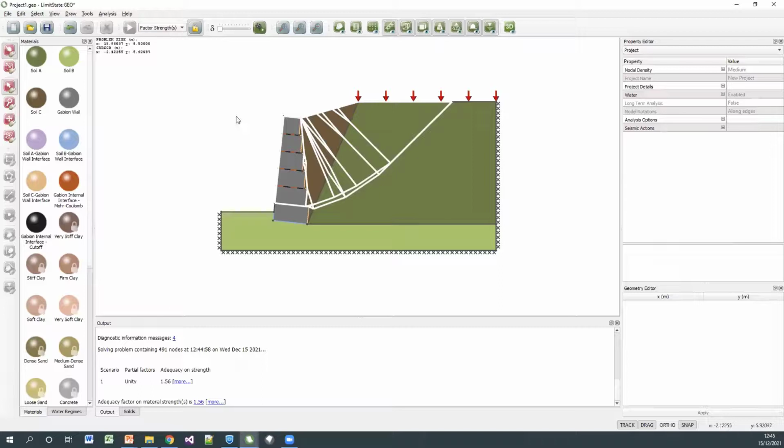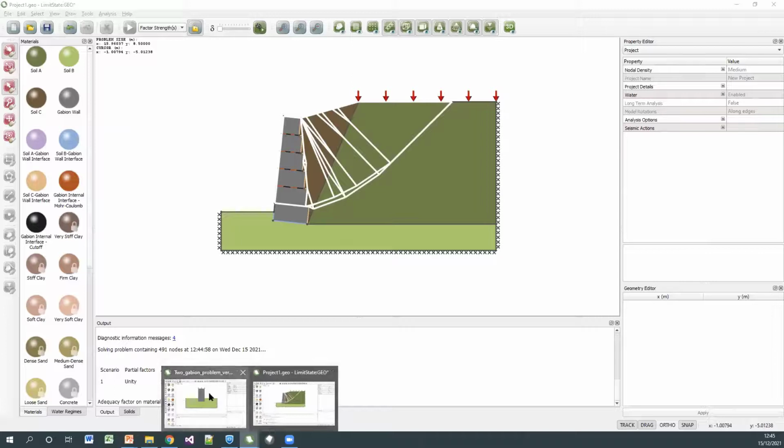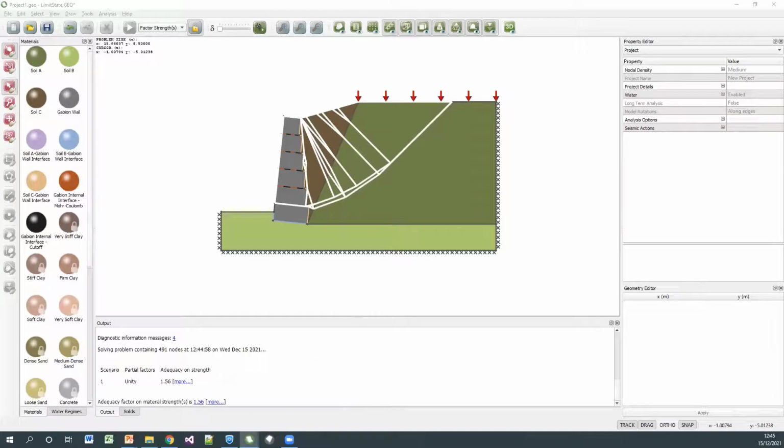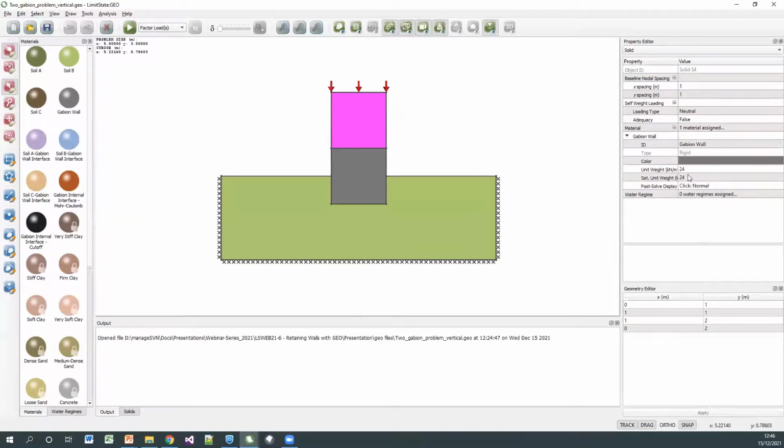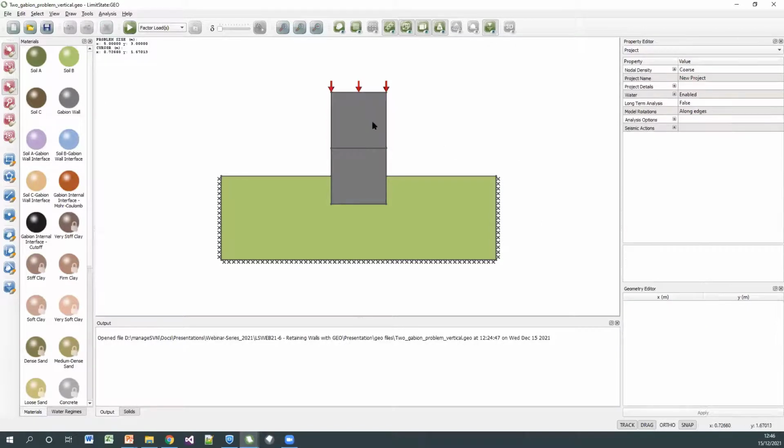Okay, so what I said was I was going to just explain a little bit more about how those Gabion interfaces are modeled. So here I've got a model of just 2 Gabion blocks. And if we look at the Gabion material, again, it's rigid and it's got a unit weight of 24. And the geometry, if we look down here, it's basically a 1x1 cube. So each block is going to weigh 24 kilonewtons.